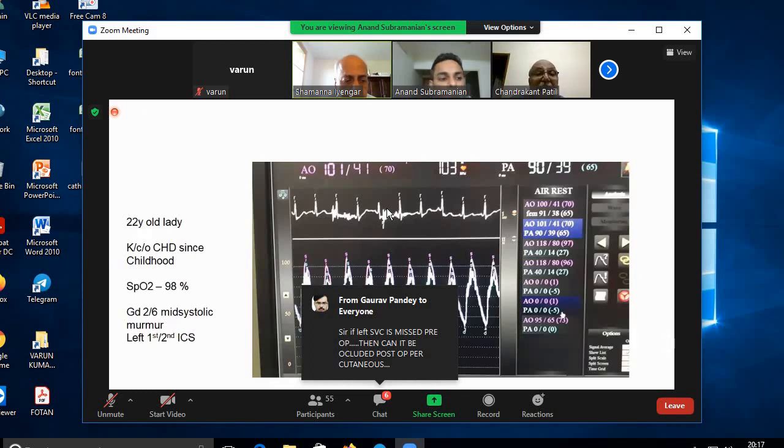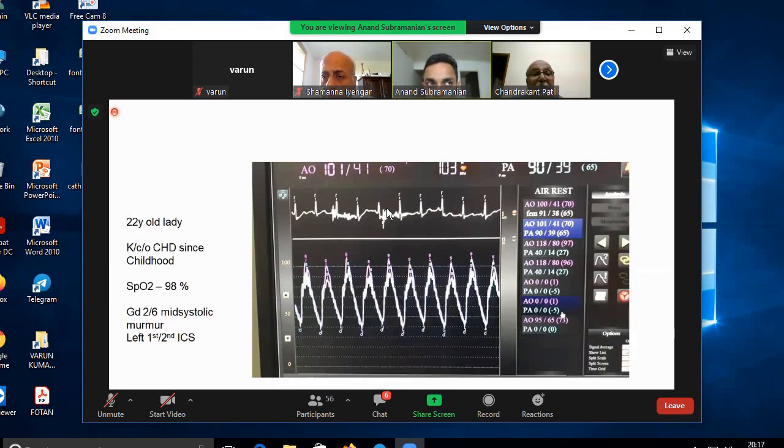Another question is, sir, if left SVC is missed pre-op, can it be occluded post-op percutaneously? Okay, that's a good question. Now, if it's an unroofed coronary sinus, you might be able to occlude it post-operatively. The only issue with this is that usually if your LSVC is big sized, your RSVC is either of the same size or sometimes smaller.